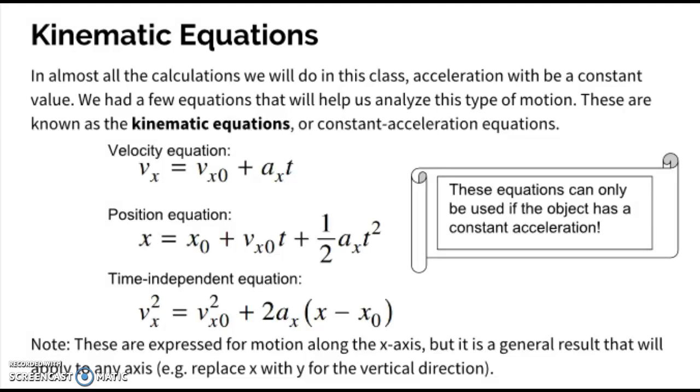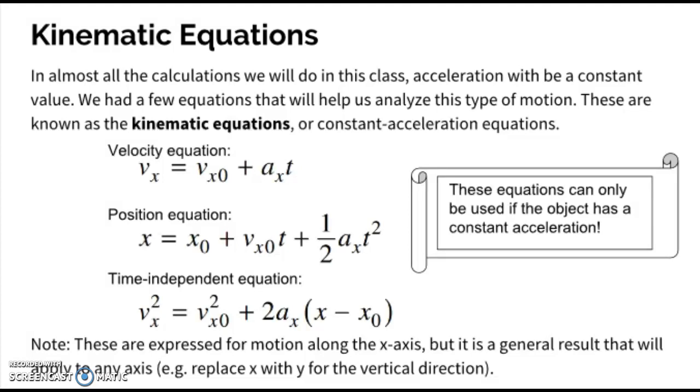object. Right, so the first equation here, I'm going to call the velocity equation. So this states that the final velocity of our object is equal to the initial velocity of our object plus its acceleration times the amount of time it takes to go from that initial to final location. We also have a position equation. So this says our final position is our initial position plus our initial velocity times time plus 1/2 the acceleration multiplied by time squared. And then we have the time-independent equation.